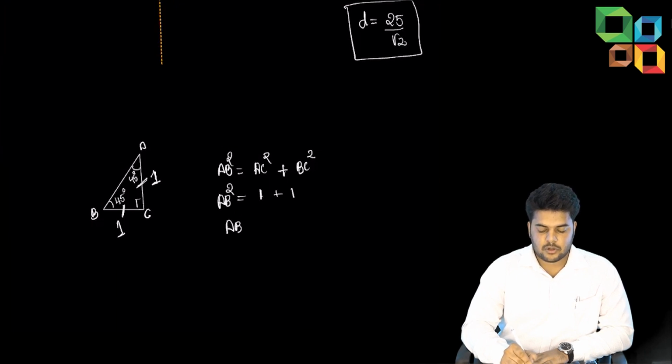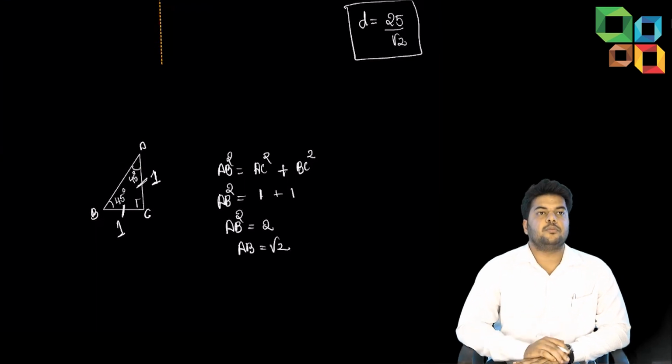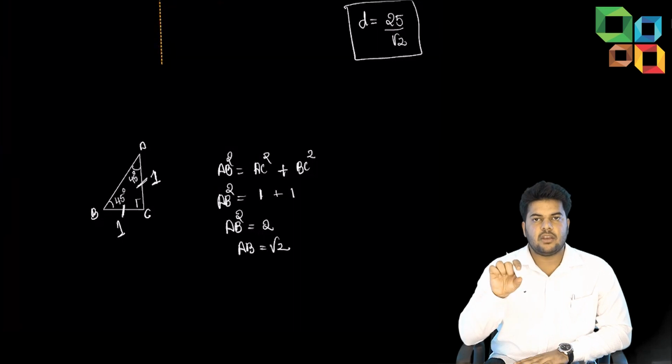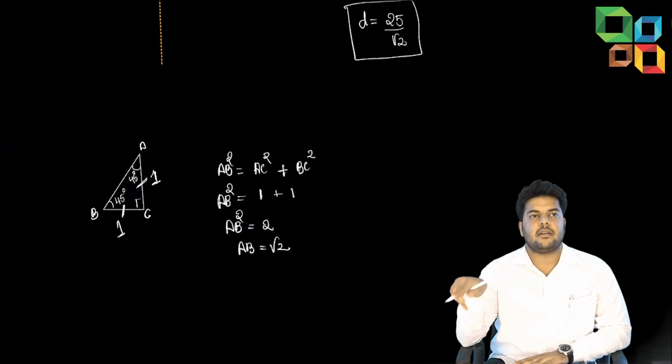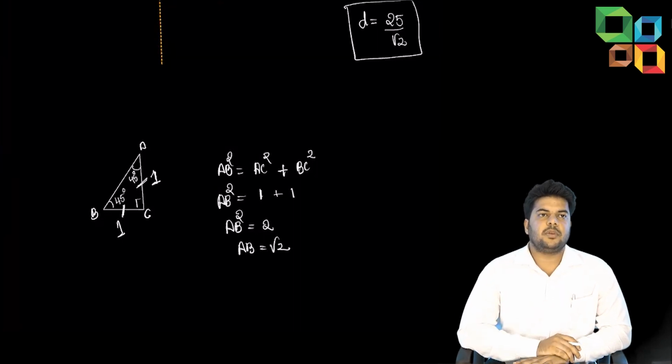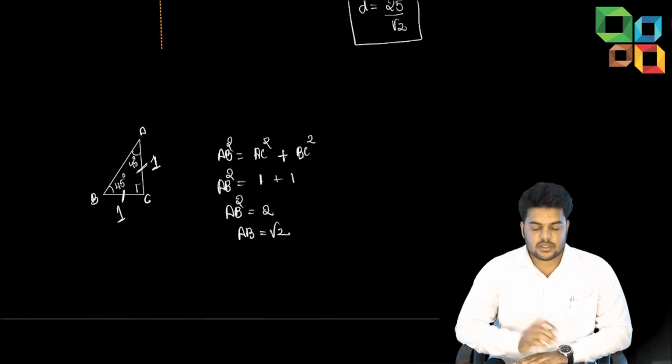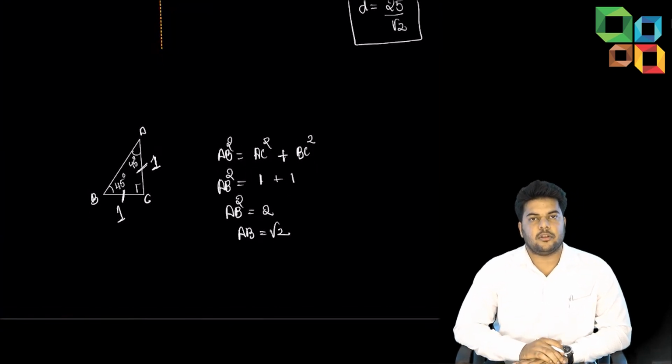So AB squared comes out to be equal to 2, and AB comes out to be equal to square root of 2. Square root of 2 what? Units, whatever these units are. If I had taken A units, I would have got root 2 A. That would be the difference. But I've got root 2 here. Now I can use this information for any other problem.